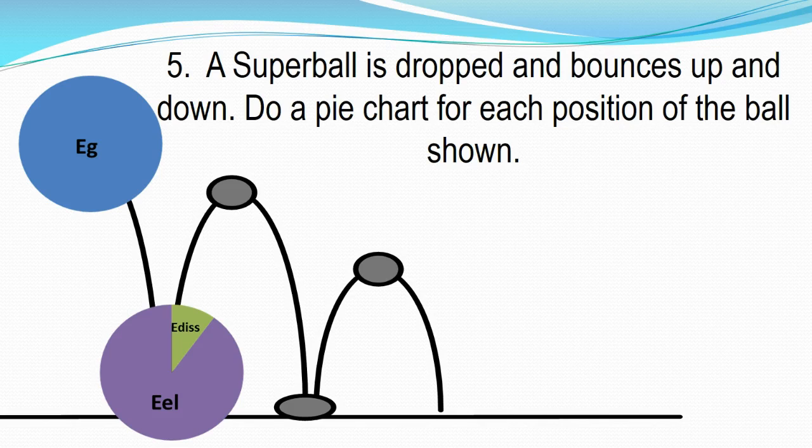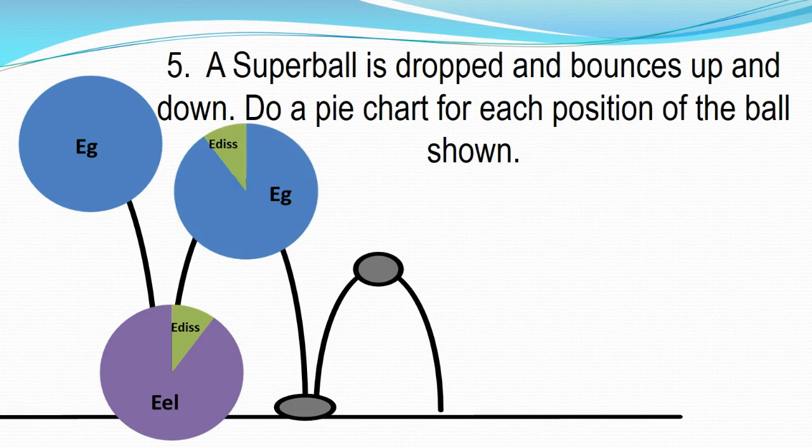That energy, think of it like a fuel tank. We used that dissipated energy. It wasn't destroyed, but we used it for something useless. So that piece of E-dis stays the same. Now it's back up to its second highest height.